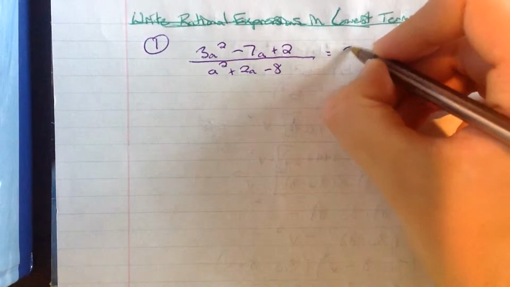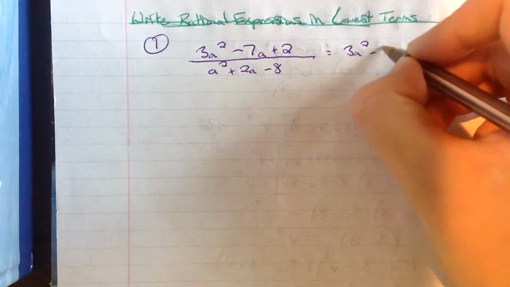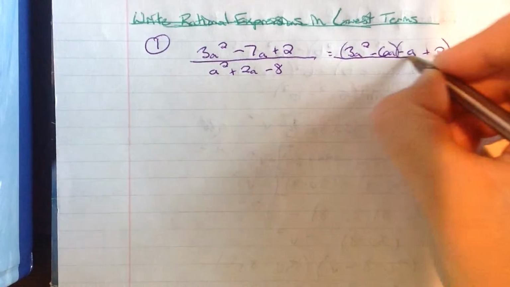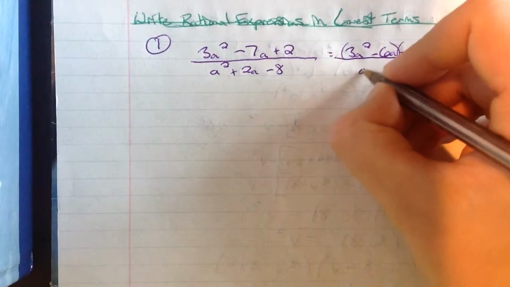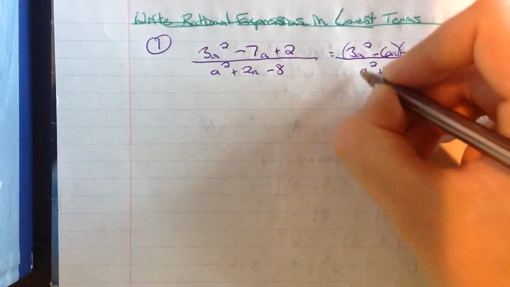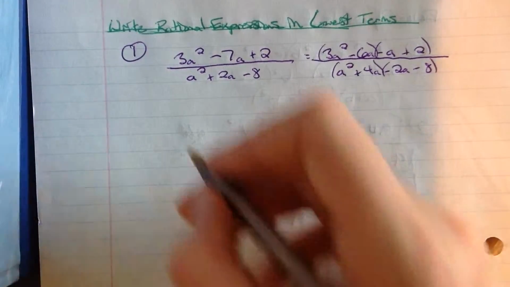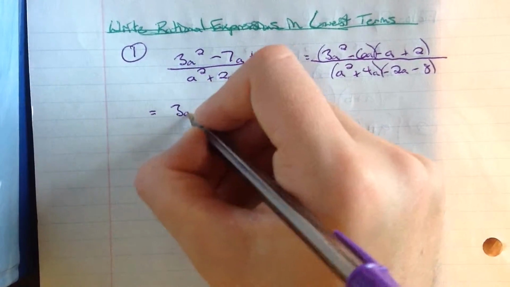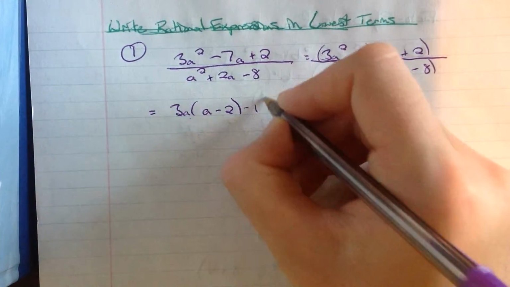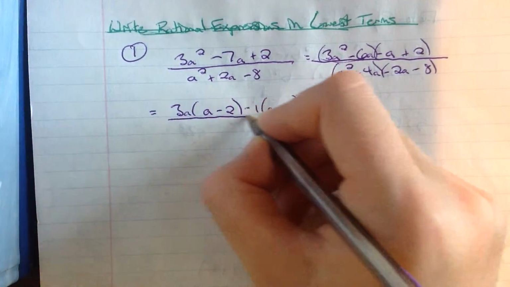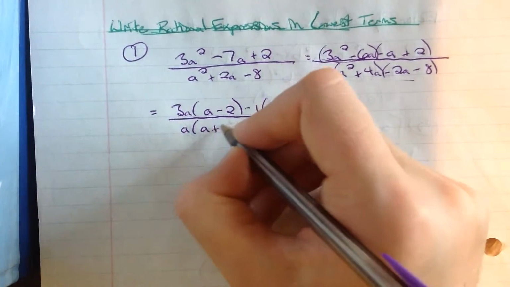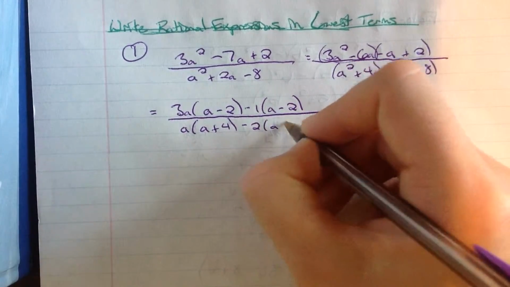Well, to factor the top, we get 3a squared minus 6a minus a plus 2, group in sets of 2. Same step in the bottom, we have a squared plus 4a minus 2a minus 8. Pulling out what's common out of the top term, we get 3a, so we get a minus 2. Pulling out a negative 1, we get a minus 2. Doing that same step to our bottom, we pull out an a out of the first one and get a plus 4. Pull a negative 2 out and we get a plus 4.